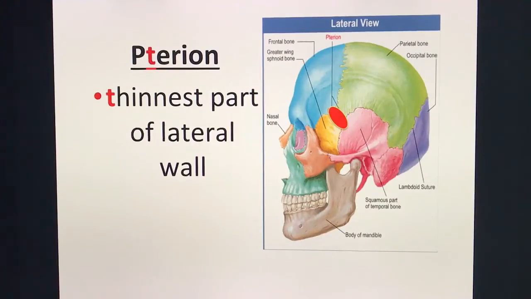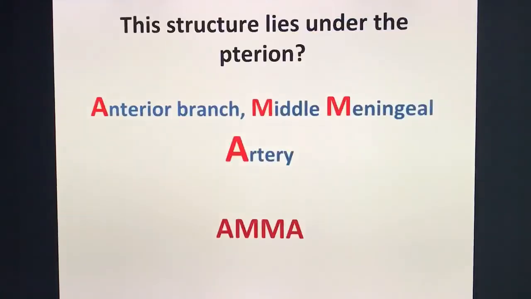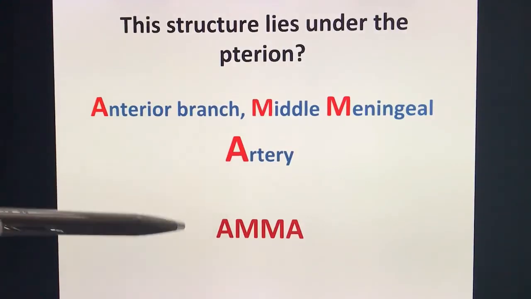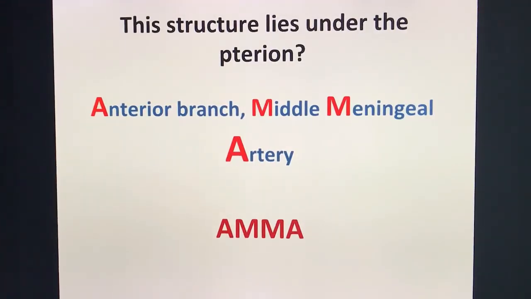Now, what is the thinnest part of the lateral wall of the skull? It's the pterion. So the pterion is the thinnest part of the lateral wall of the skull. Now, what structure lies underneath the pterion? It's the anterior branch of the middle meningeal artery. So if you have a fracture of the pterion, this would injure or rupture the middle meningeal artery, thus leading to an epidural hematoma.